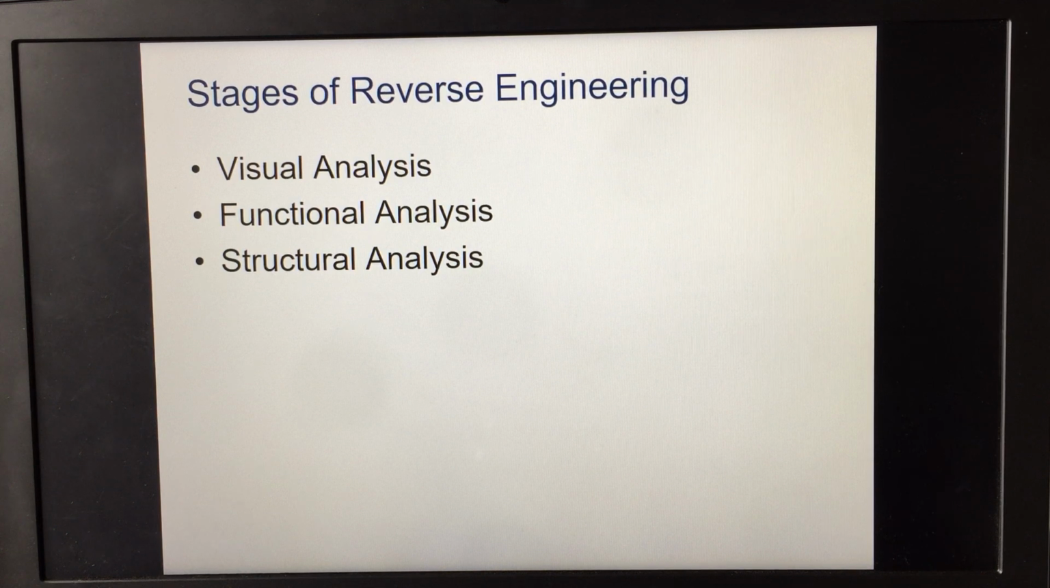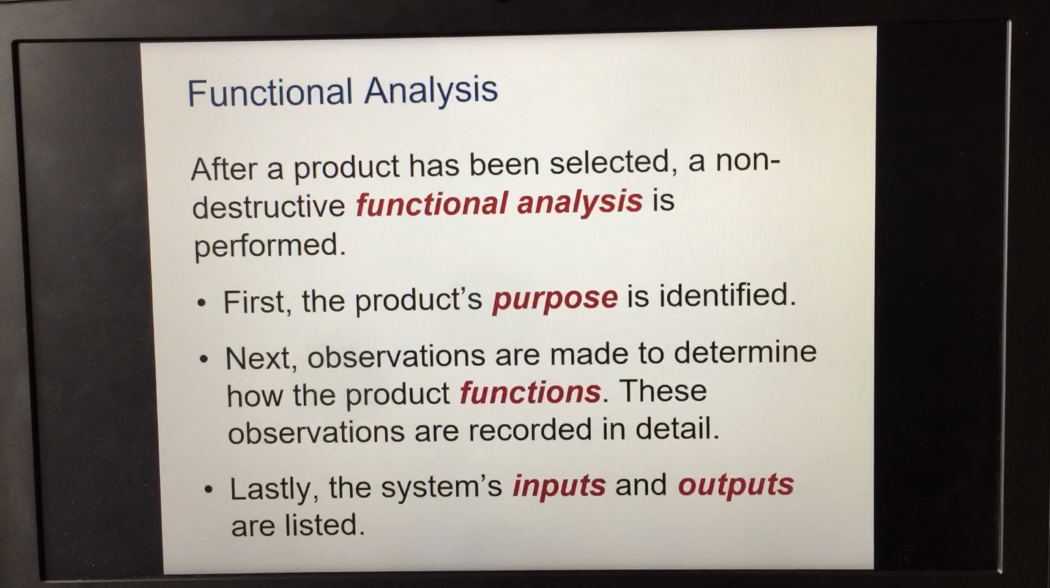And there are 3 stages to reverse engineering. The first is visual analysis, and that is where we look at the visual principles of it. So when you guys did your elements and principles of design, you were visually analyzing the product.